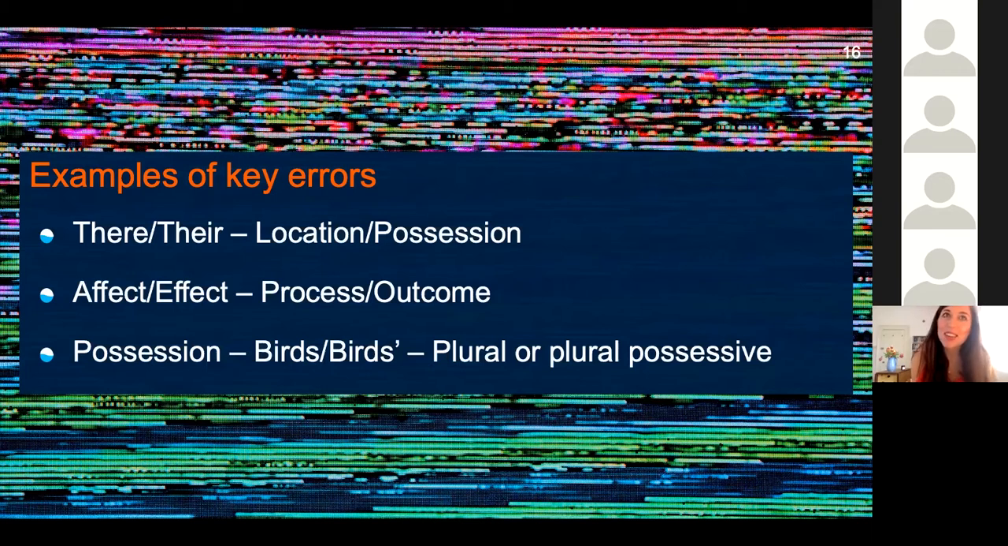I hope that makes sense, but sometimes there is a tendency to leave out the apostrophe. If you're referring to something belonging to the birds, so the birds own the nest, then birds' apostrophe nest is the correct form, not birds without an apostrophe, because that doesn't make sense grammatically. So there is the plural possessive or the singular possessive as well, so not forgetting the apostrophe before the S if you're referring to one bird, a bird's nest, for instance.